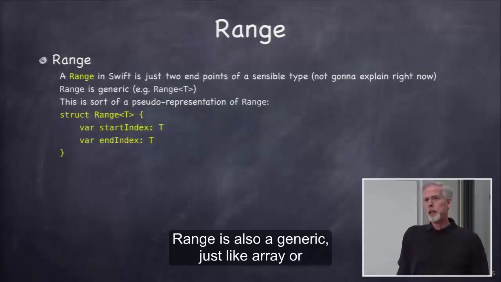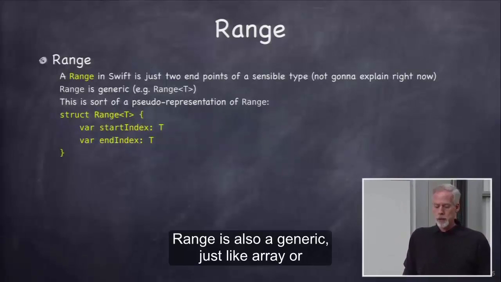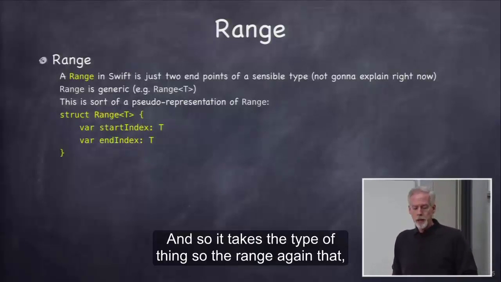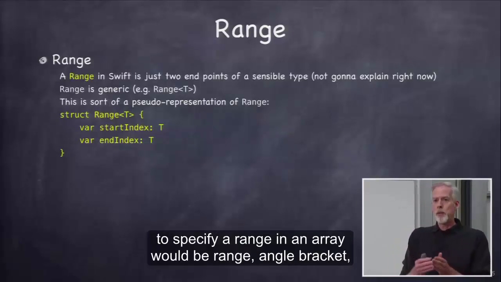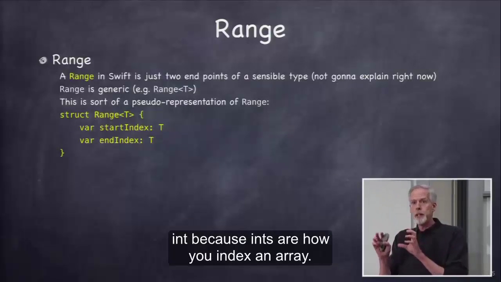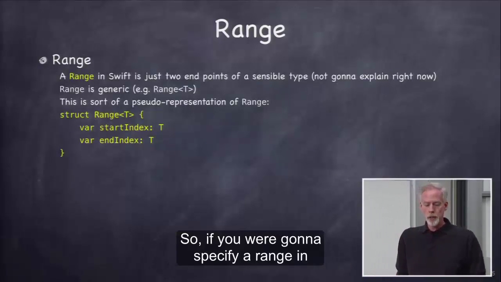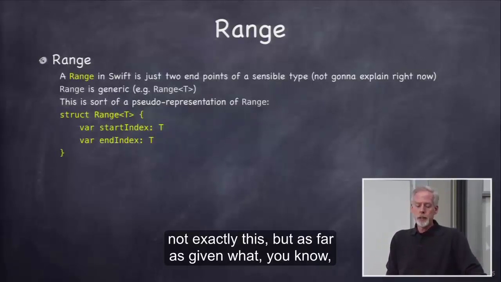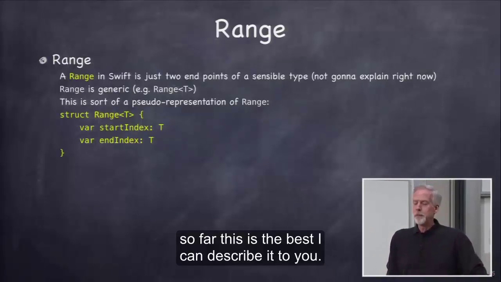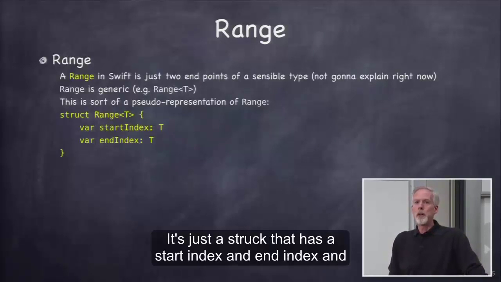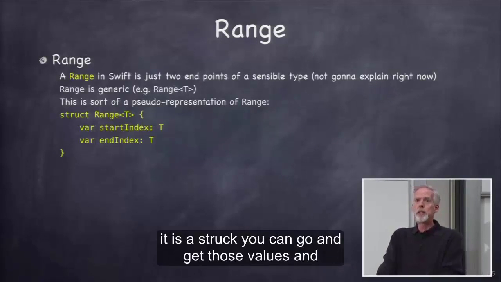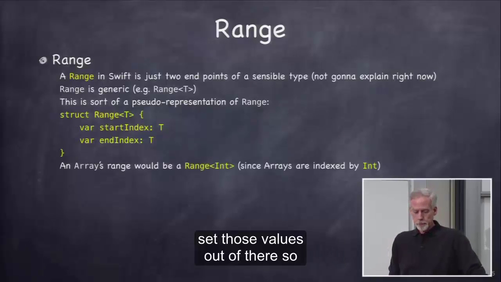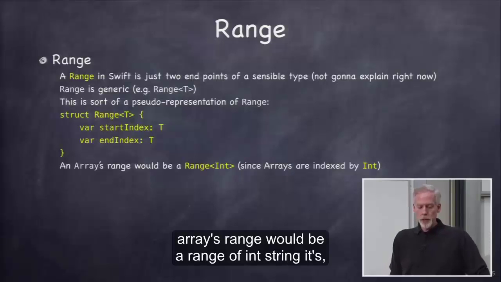Range is also a generic, just like array or that optional enum, and so it takes the type of thing. To specify a range in an array would be range angle bracket int, because ints are how you index an array. It's approximately what I put here. It's not exactly this, but given what you know so far, this is the best I can describe it to you. It's just a struct that has a start index and an end index. And it is a struct, so you can go and get those values and set those values out of there. So array's range would be range of int.